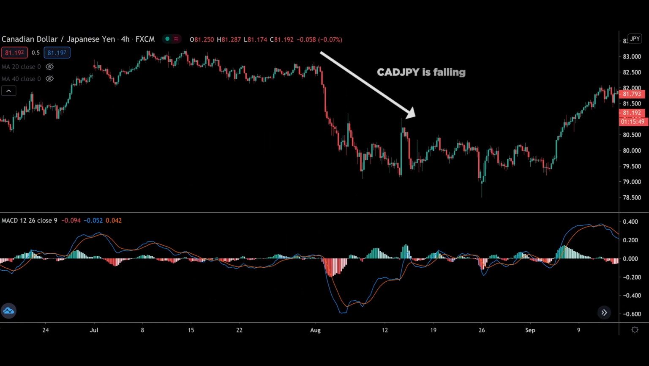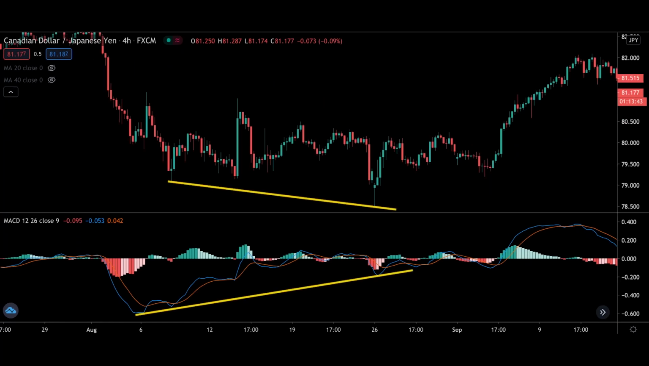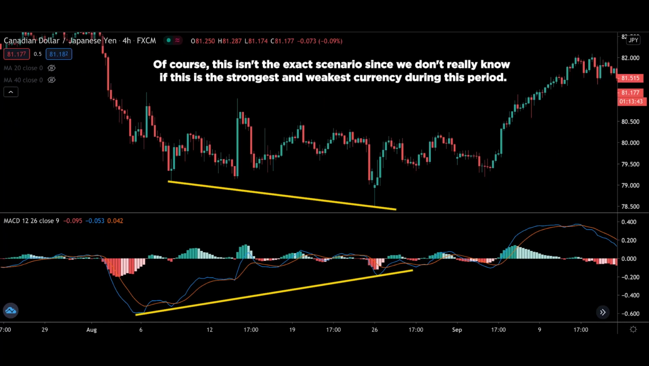Over here, we see that CAD Yen is falling, as it should be if CAD is the weakest and Yen is the strongest. So rather than blindly trying to catch a falling knife, which by the way is a very dangerous business, we watch for a classic bullish divergence. And we see one over here. Of course, this isn't the exact scenario since we don't really know if this is the strongest and weakest currency during this period. But as I mentioned, this is just an example since I'm unable to show you a live example as the Finviz performance charts update every week and I can't go back in history to retrieve it.